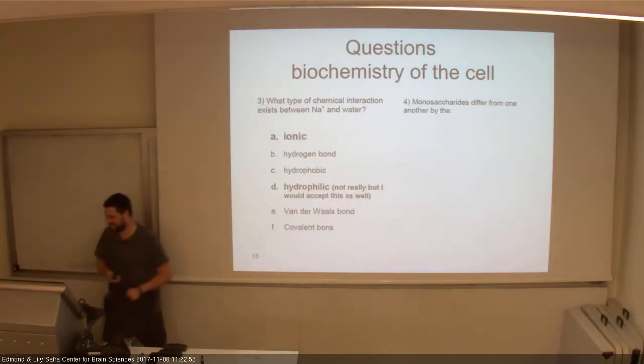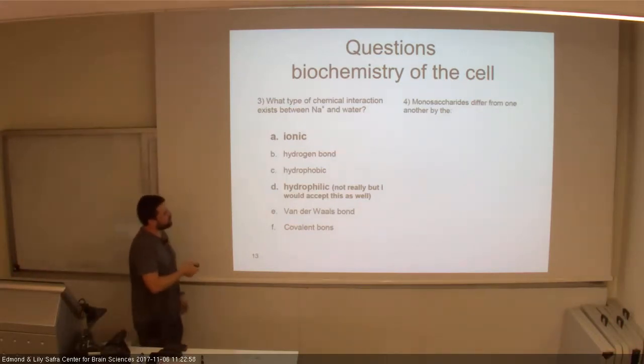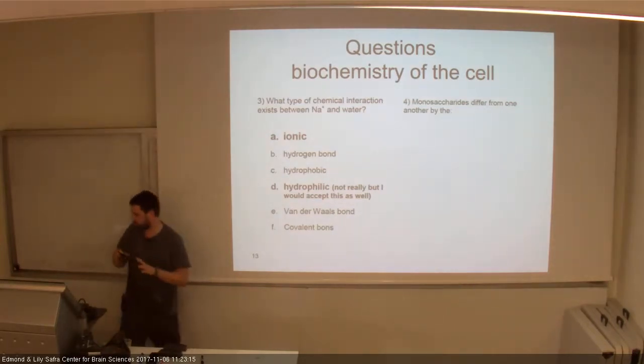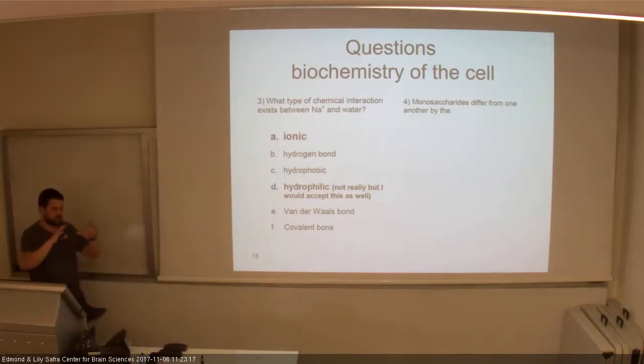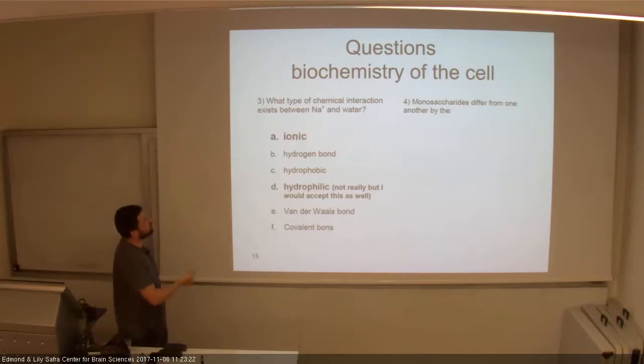What type of chemical interaction exists between sodium ion and water? Ionic. I thought it was either ionic or hydrophilic, actually. This was also in the test, and I removed it because it's not very clear cut, because there's also a hydrophilic interaction. But we will say that this is an ionic interaction. If you remember, I showed you that the water molecules are hydrating or coating the ion. So we would say that this is an ionic interaction.